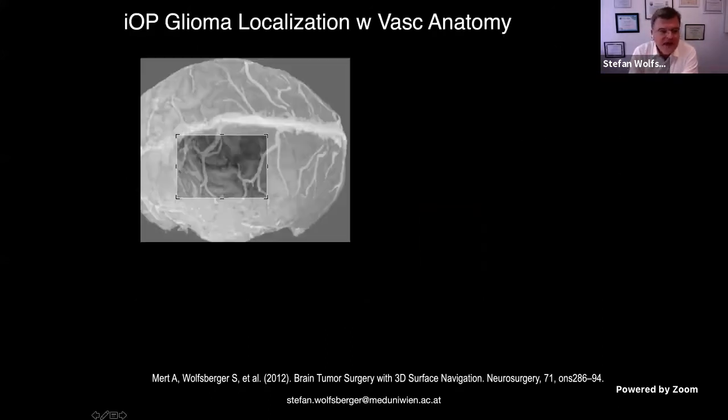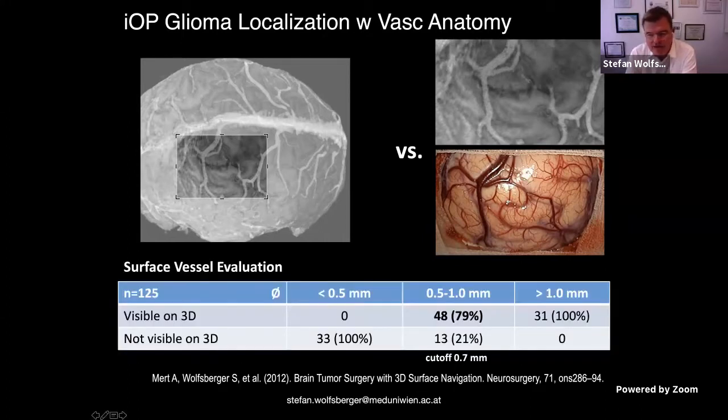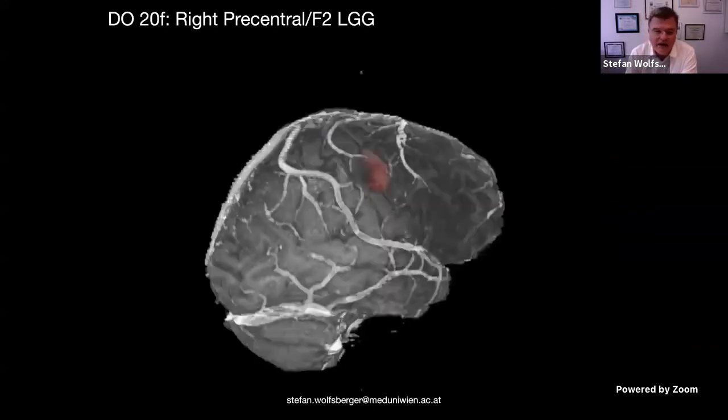So then we thought, what about the vasculature? And we realized that in a normal T1 MRI, you can see vasculature down to a cutoff of 0.7 millimeters. And of course, you can use these pictures very nicely to plan your approach and to coordinate your brain surface with the real anatomy.